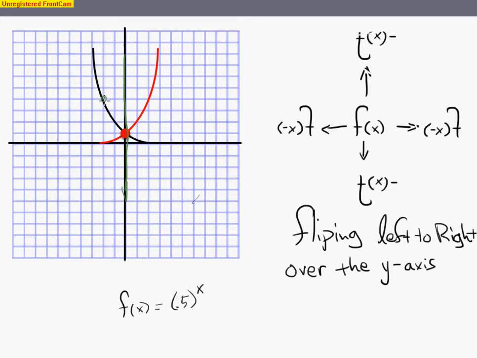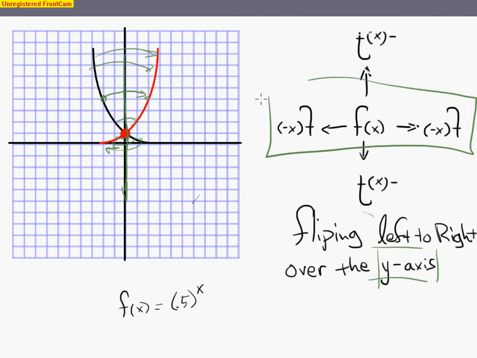black line is flipped over it to the red line. Even these points over here are getting flipped this way. So the whole thing is getting rotated over the y-axis. Since this is a left and right flip, what we're going to change in our function is the x. So all I'm going to do is stick a negative in front of my x. I'm going to change the sign of my x.